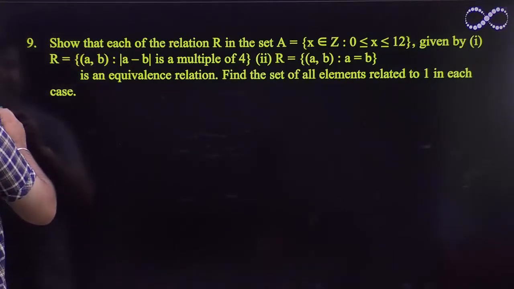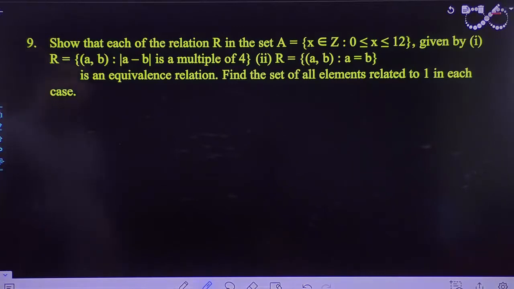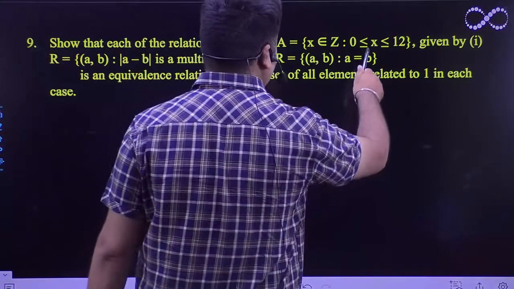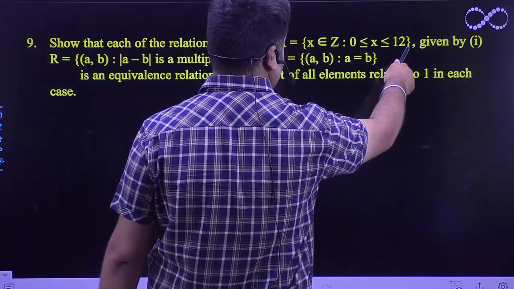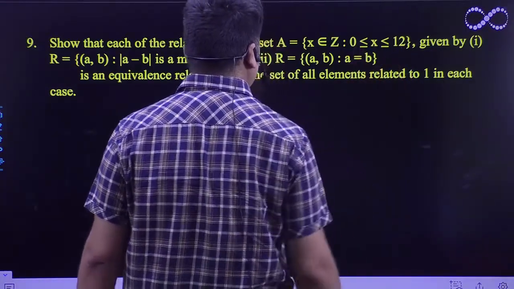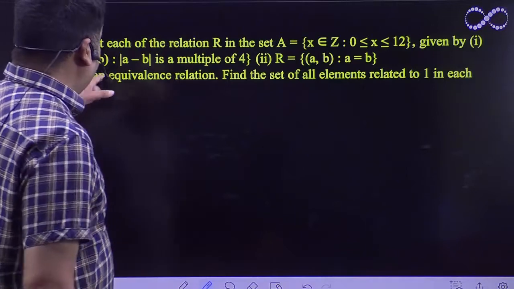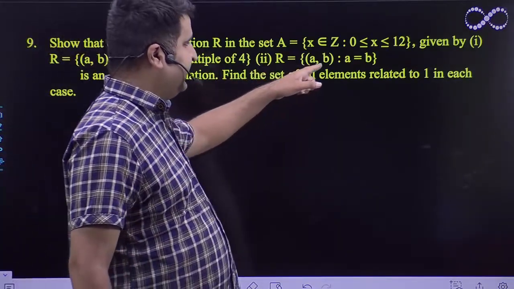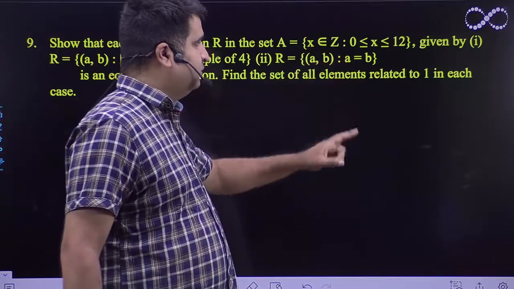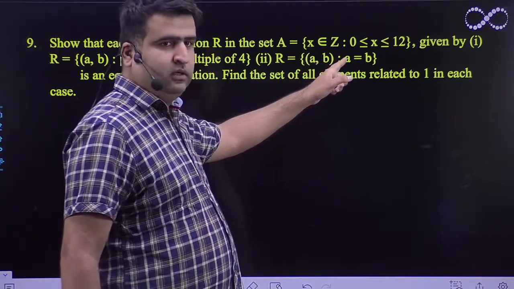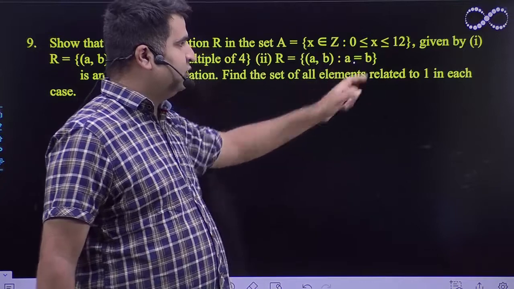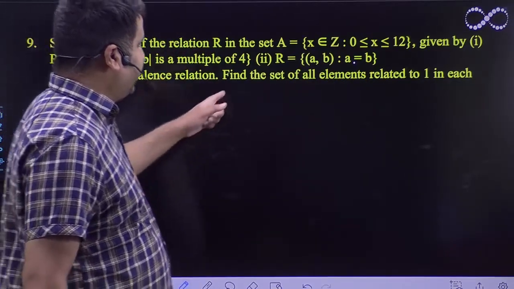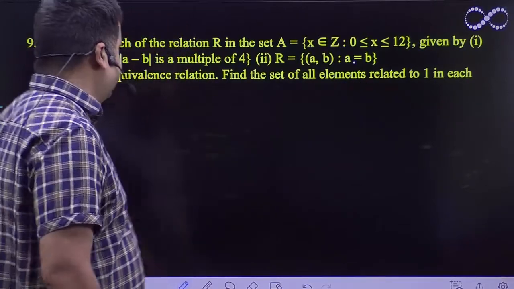So the next question is: show that each of the relations on the set X, which belongs to Z, 0 to 12, given by (1) mod A minus B is a multiple of 4, and (2) A equals B, the relation such that A is equal to B, are both equivalence relations. Find the set of all elements related to 1 in each case.